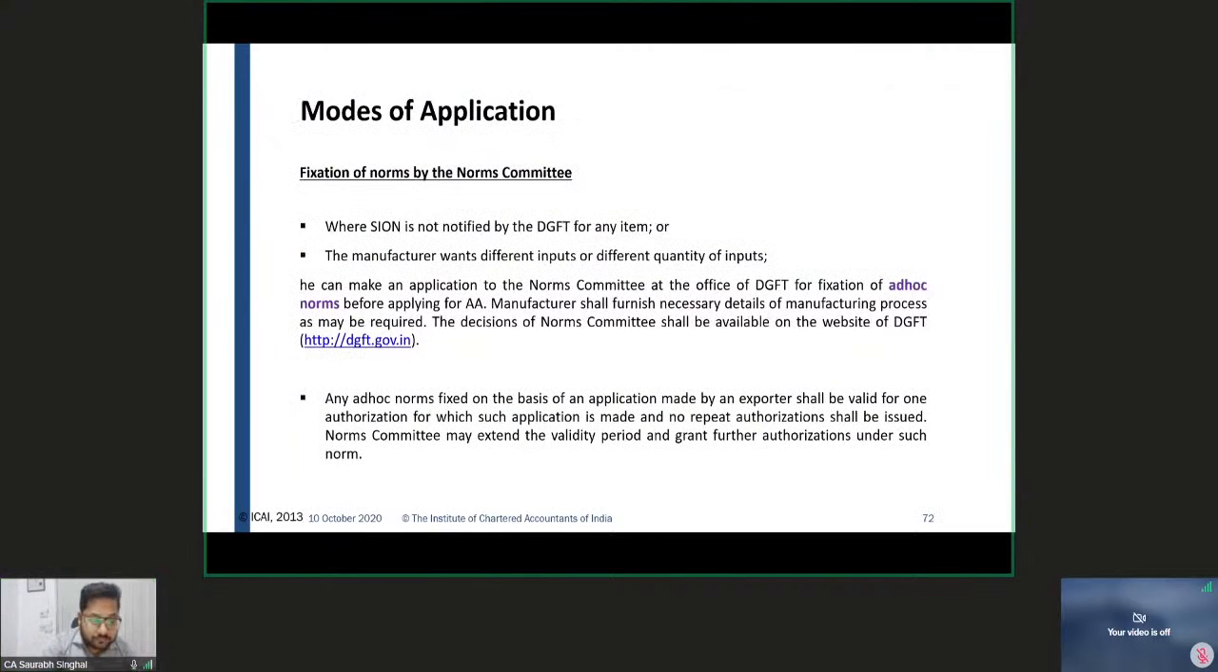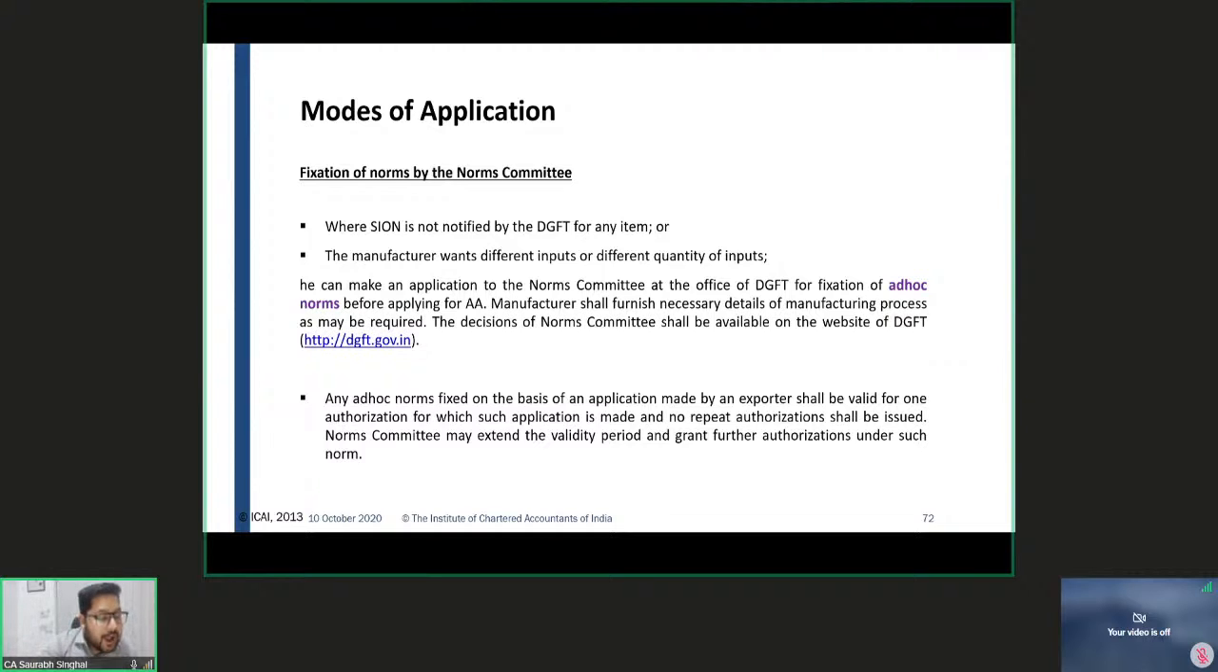Now suppose my product is a product for which there is no CON notified. So when I go to the CON schedule, I do not find my export product. Then what do I do? Maybe my product is there, but the inputs that I am actually using are different from the general category input in CON norms. Then what will I do? Because that general category inputs, if I apply for, I will not be importing. And if I will not be importing, that advance authorization is of no good use to me.